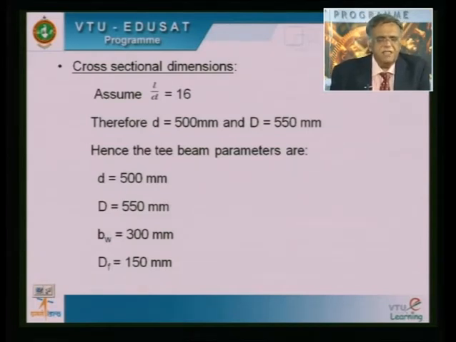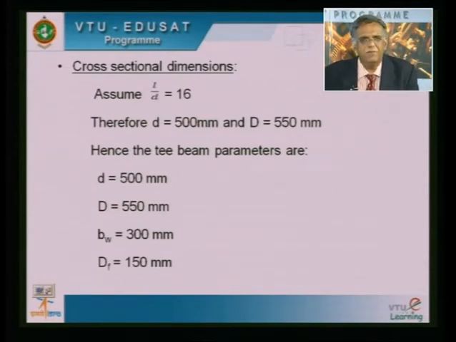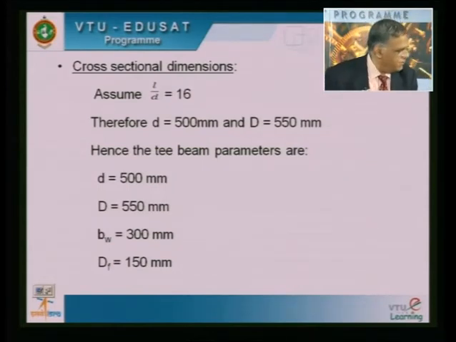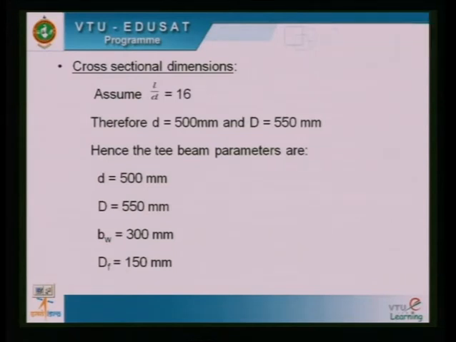Once you take this L by d equal to 16, you are going to calculate the value of small d, the effective depth, through this ratio. You know the value of L, and substituting there, you are going to get the value of d as usual. Add the cover to this to get the overall depth. Now, the T beam parameters are listed. We can just go through that. Small d equal to how much? 500 mm. Capital D equal to 550 mm. Width of the web is 300 mm, whatever so far I was calling as the width of the beam in the other beams.